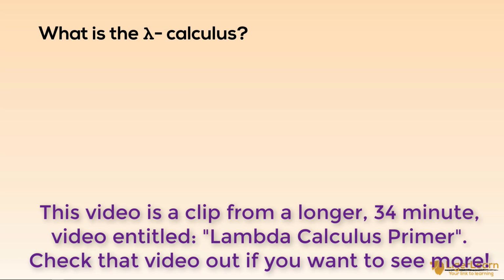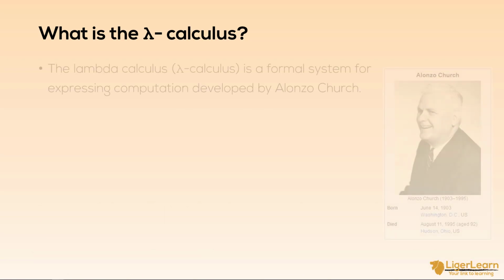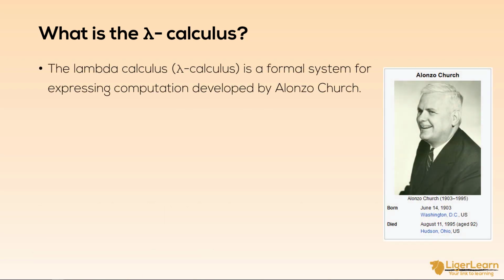So, what exactly is the lambda calculus? Well, the lambda calculus is a formal system for expressing computation developed by Alonzo Church. You can see a picture of Church on the right. He was born in 1903 and died in 1995 in the United States. It's called the lambda calculus because, as you will see later, the Greek letter lambda is used to define expressions and terms within the system.